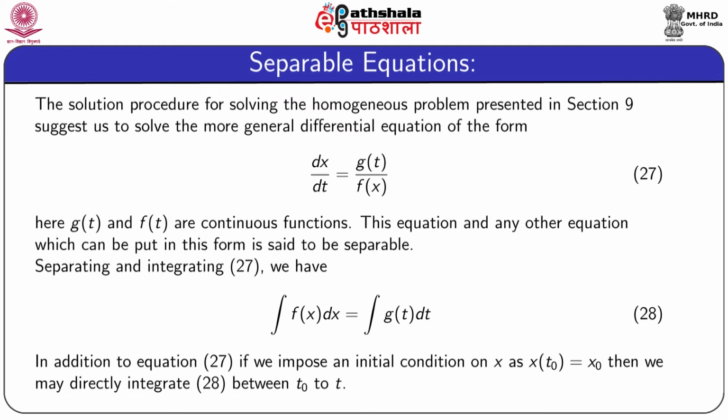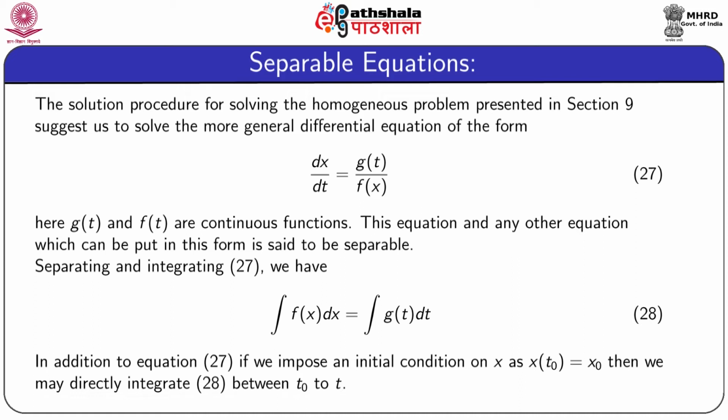Thus, the solution procedure for solving the homogeneous problem presented in the last slide suggested that we solve the more general equation of the form dx/dt equal to g t divided by f x, where g t and f x are continuous functions. This equation, and any other equation which can be put in the form given by equation 27, is said to be separable. Please note equation number 27.